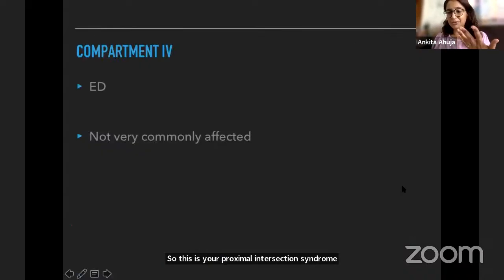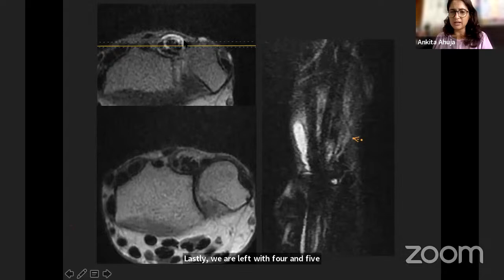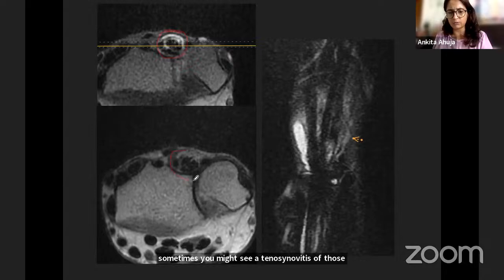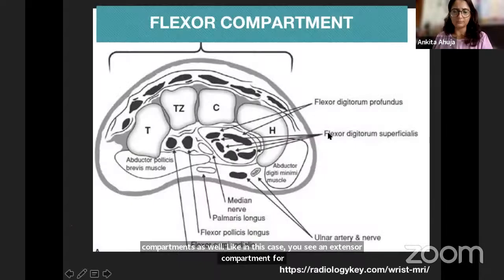Lastly, we are left with 4 and 5, which are not very commonly affected though. But sometimes you might see a tenosynovitis of those compartments as well. Like in this case, you see an extensor compartment tenosynovitis with tendon sheath fluid over here.